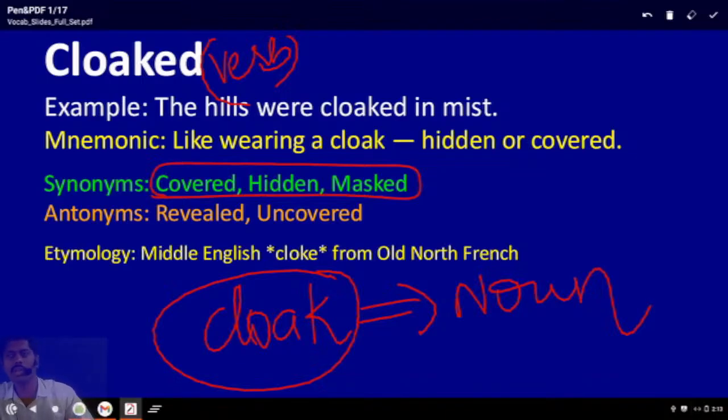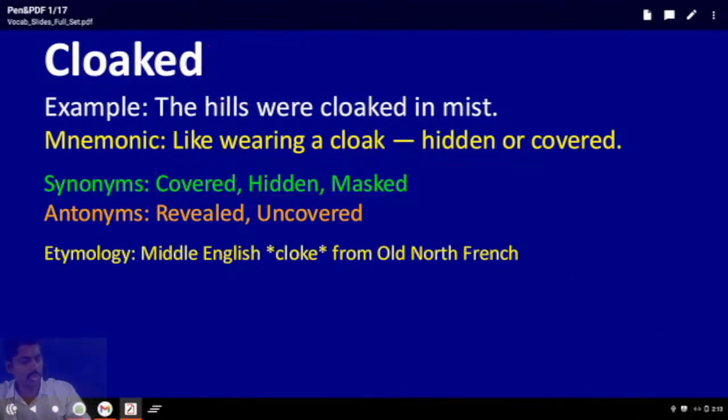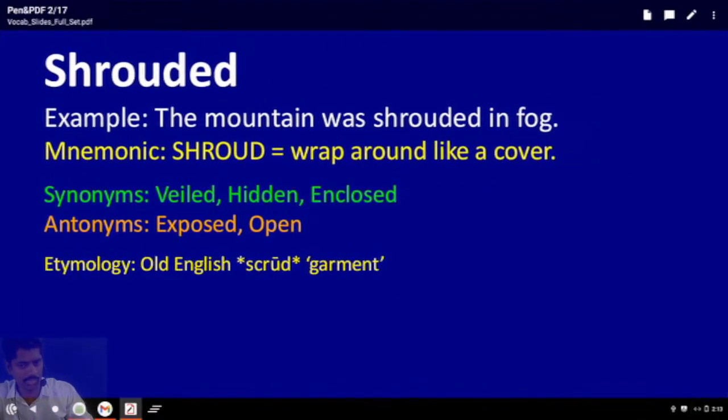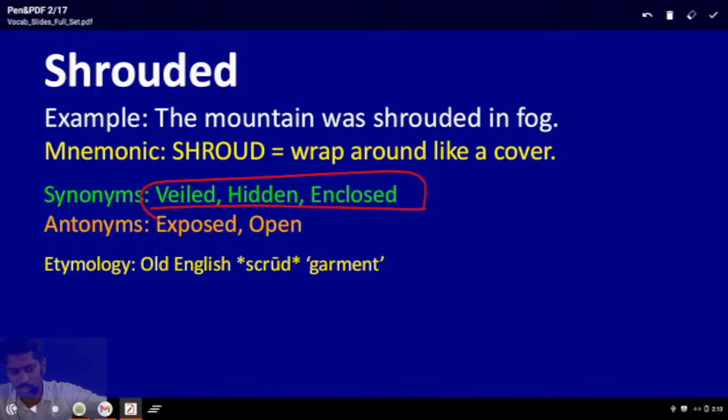Same thing, you must have done annual day programs. Once your performance is finished, everybody would give a round of applause, then a covering will be there. That will hide the next performers or the performers leaving. So cloak, hide, shroud, same meaning. Shrouded also the same thing. Hidden, veiled, enclosed. Synonyms. The mountain was shrouded in fog. Shroud means wrap around like a cover.